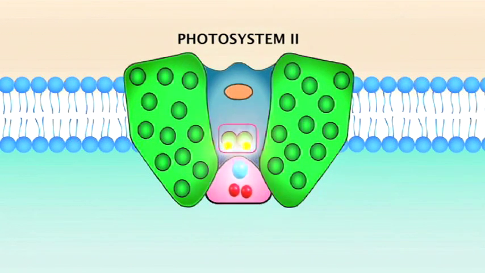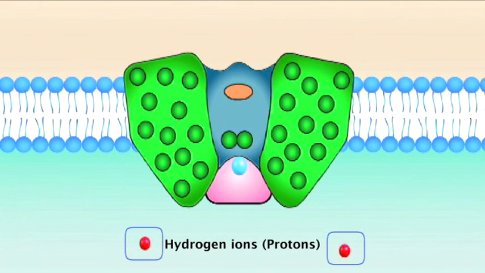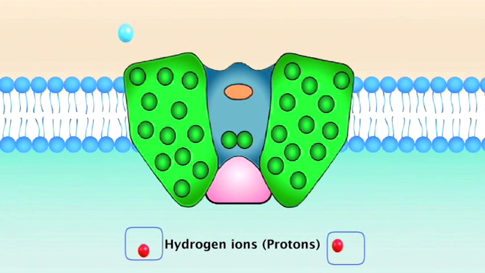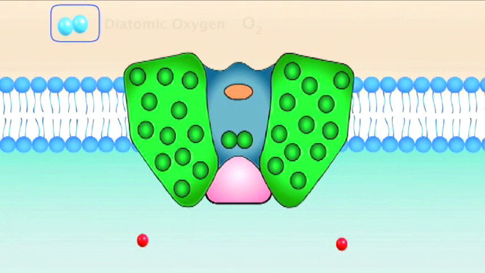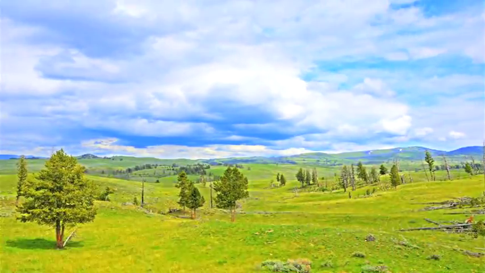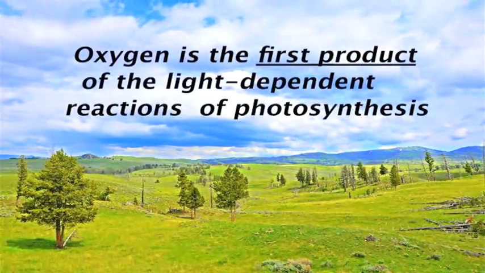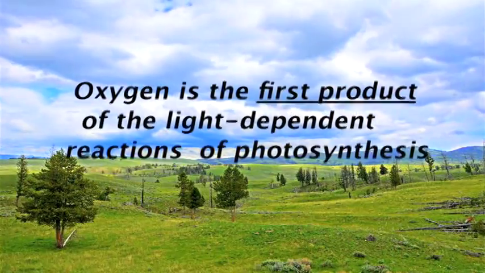center chlorophyll molecules. The hydrogen ions produced from water splitting enter the lumen, joining the other protons being pumped in from the cytochrome complex. And the oxygen atom, produced by the splitting, combines with another oxygen atom to create breathable diatomic oxygen, or O2, which ends up being released into the air. Oxygen is the first product of the light-dependent reactions of photosynthesis.